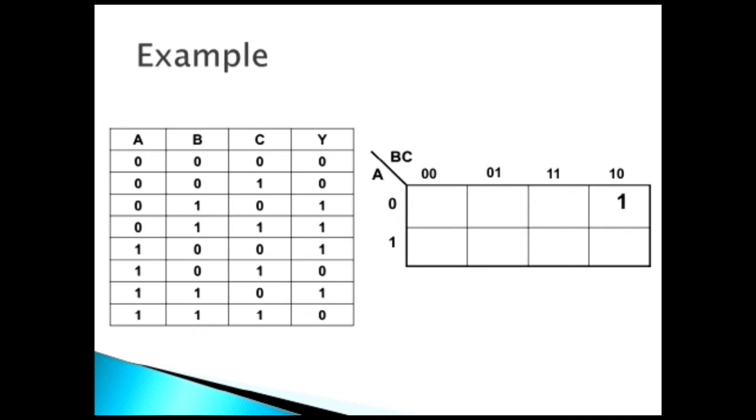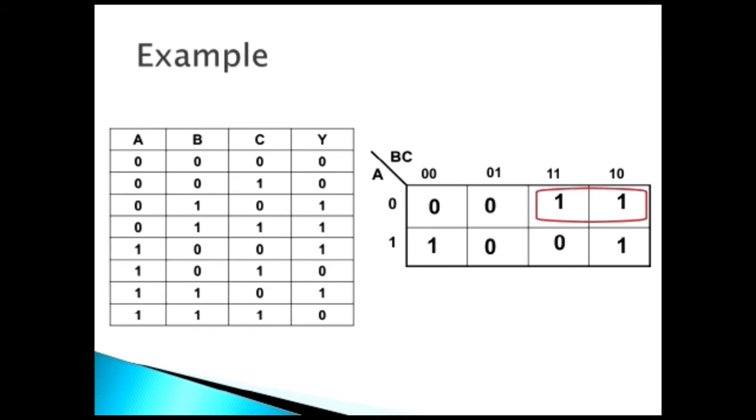For A is equal to 0, B is equal to 1 and C is equal to 0, output is 1. So, we have represented the 1 at the particular cell. In the same manner, we will place the other outputs of 1 at different cells. In this manner, the rest of the values, which are zeros, are represented at their locations. Now, the next step in this K-map is making the pairings.